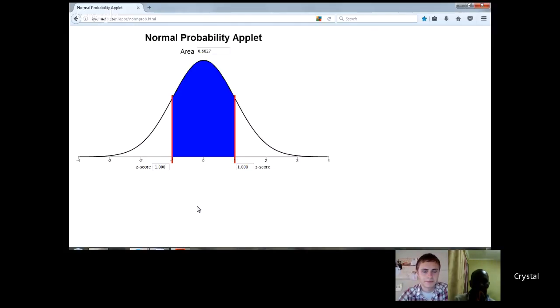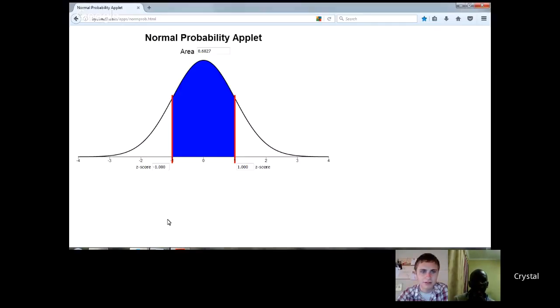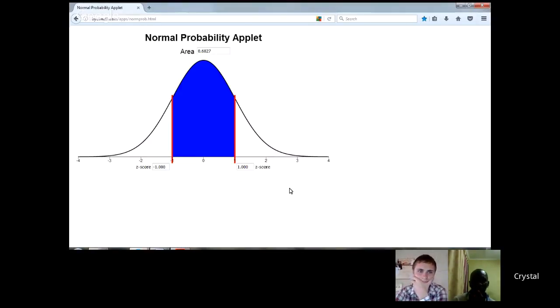So are you guys able to see my screen with the blue in the middle? Yeah, I can see it. Okay. Yeah, 0.683. And then the next question asks us the same thing, only the z-scores are -2 and 2. Let me go back to screen.